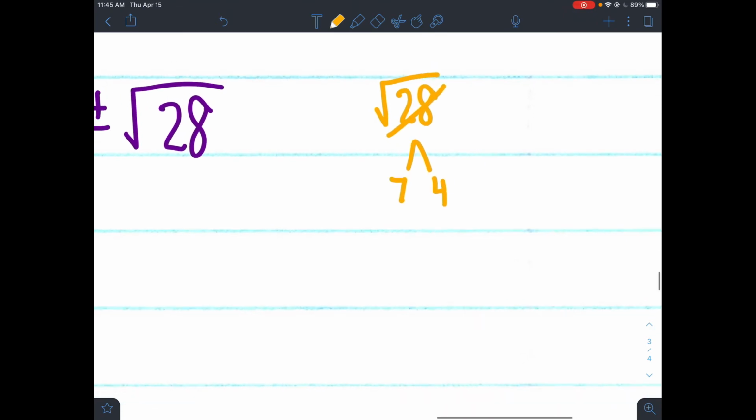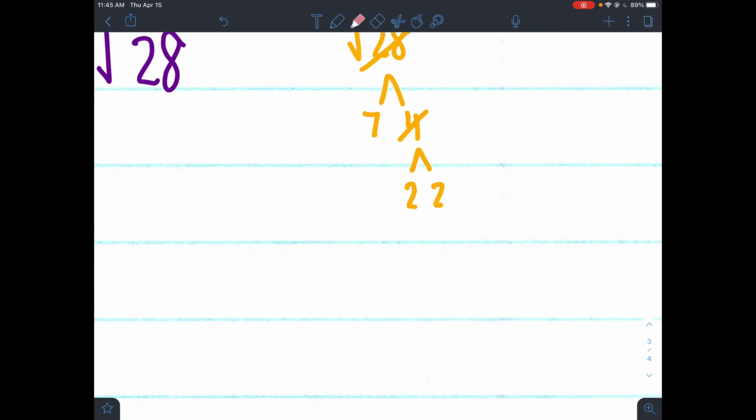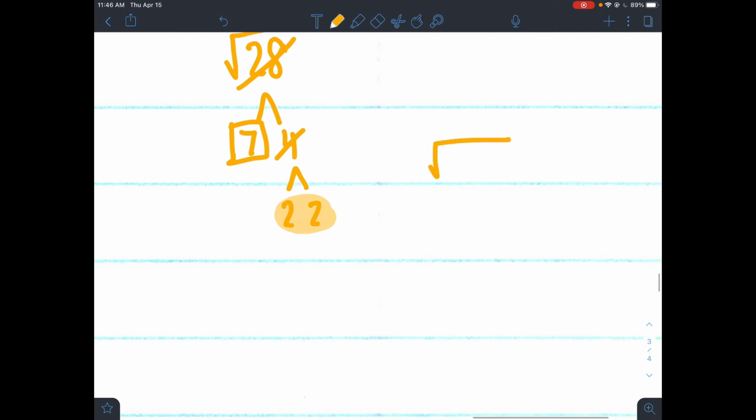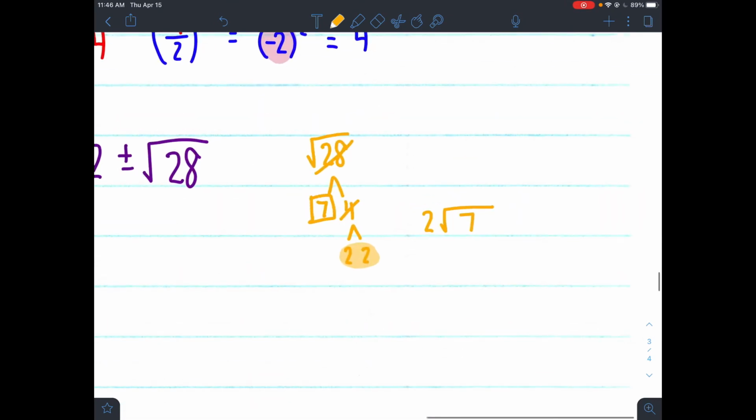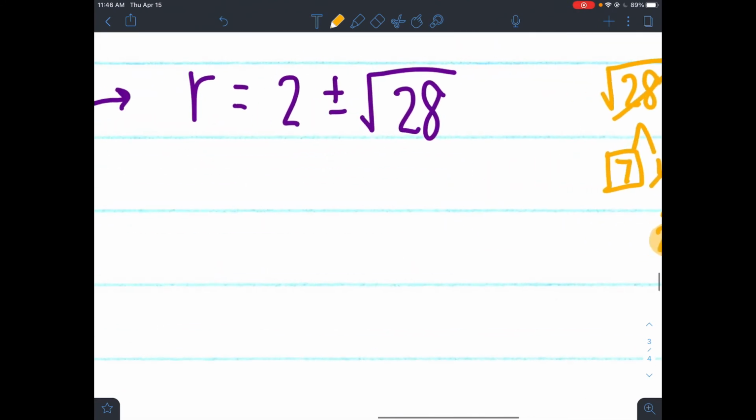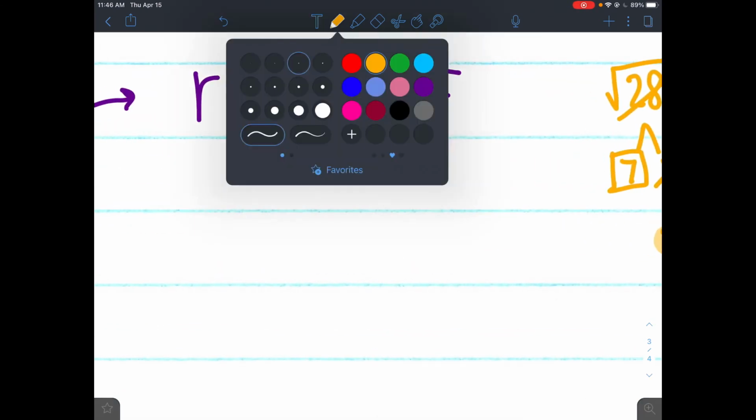And remember, we cross off anything that we've already factored. And then 7's prime, so I'm done with 7. But 4 is not prime, so I keep factoring that one, and I get 2 and 2. Remember, you're looking for any pairs. So I have a pair of 2's right here. And then this 7 is all by itself. So remember, when you're rewriting a radical, your pairs take one out on the outside, so we have a 2 on the outside, and 7 single, so it goes back on the inside. So square root of 28 is the same thing as 2 square root of 7. So I'm going to replace square root of 28 with 2 square root of 7.